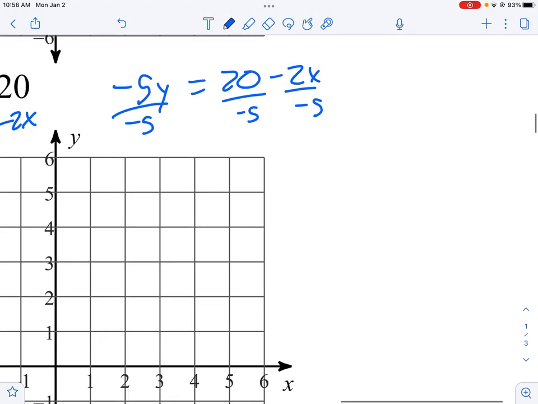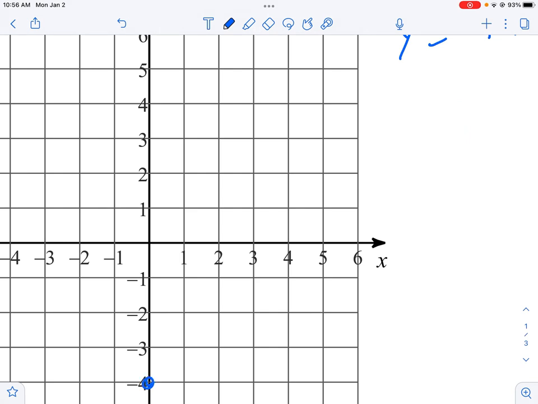And now we got y is 20 divided by -5 is -4. And then -2 divided by -5 is positive. Negative divided by negative is positive. And 2 divided by 5 is called 2/5. So now we got this. My y-intercept is -4. So I come down here to -4.